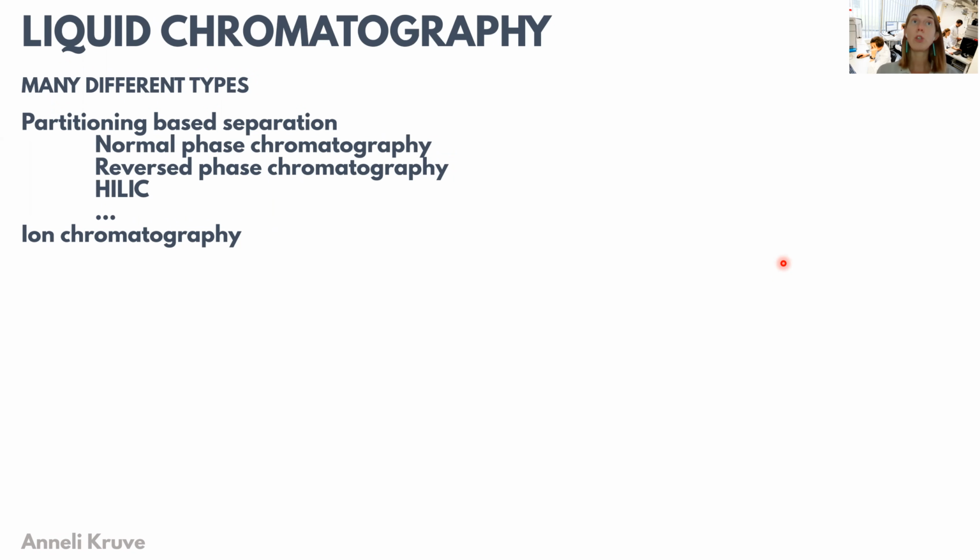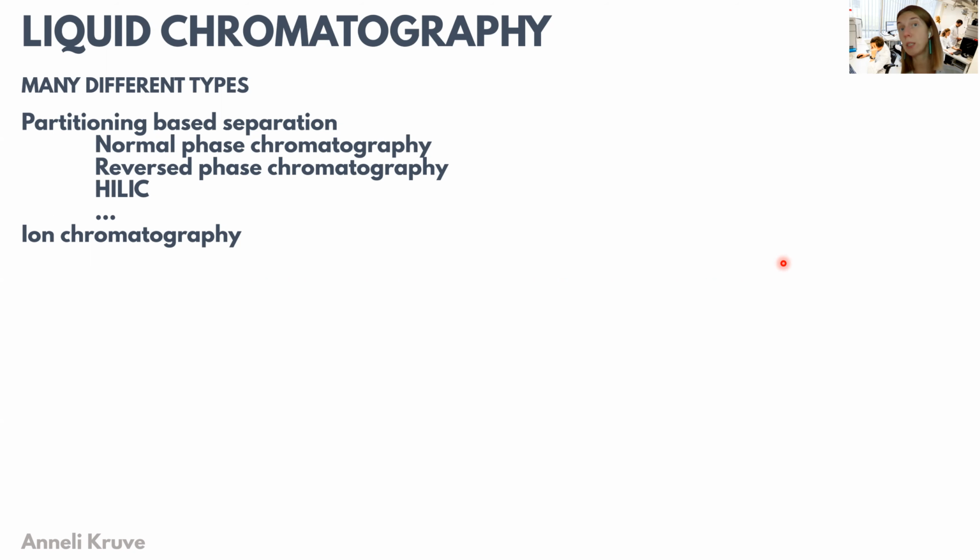So there are partitioning-based separations, and there is ion chromatography, which is based on ion-ion interaction or ion exchange. Partitioning-based separations are by far the most common ones, especially reverse-phase chromatography. Historically, the oldest is normal phase chromatography, and very rapidly developing currently and kind of substituting normal phase chromatography is HILIC chromatography.